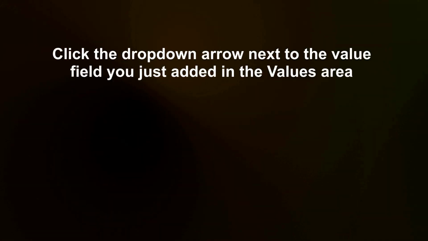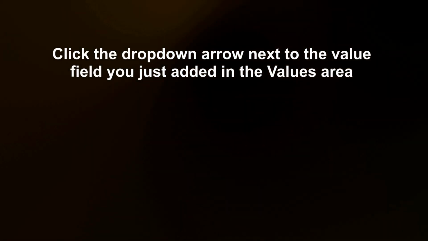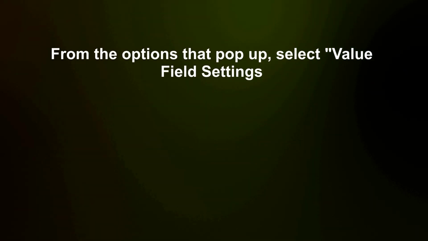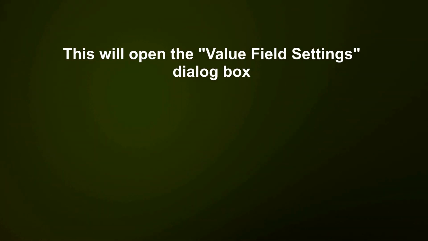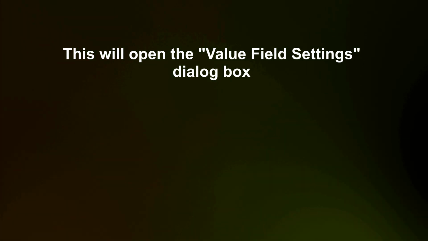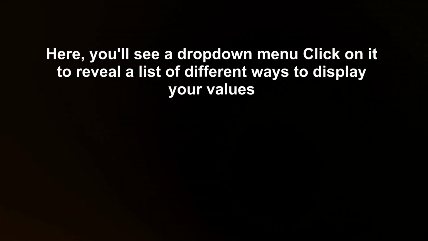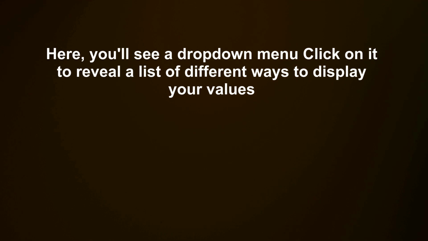Here's the key step. Click the drop-down arrow next to the value field you just added in the Values area. From the options that pop up, select Value Field Settings. This will open the Value Field Settings dialog box. Go to the Show Values As tab. Here, you'll see a drop-down menu. Click on it to reveal a list of different ways to display your values.